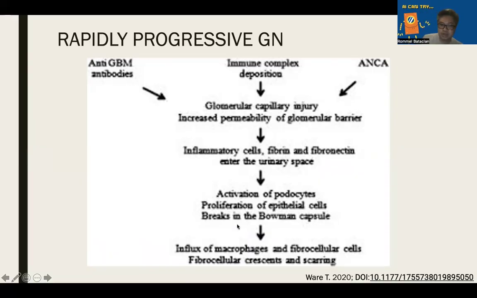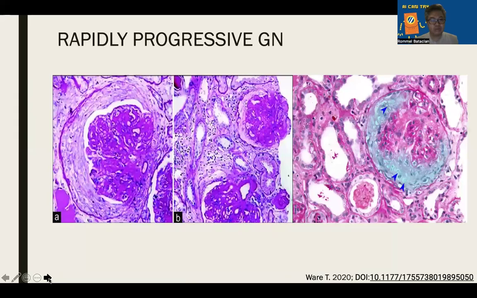epithelial proliferation, and there is a breakdown in the Bowman's capsule that attracts the macrophages and fibrocellular cells that lead to the formation of what you call the crescents, the fibrocellular crescent. So it's made up of collagen, fibrous elements, and other cells that entered due to the compromise in the glomerular basement membrane. So, in H&E staining, it has a very intense purplish hue.